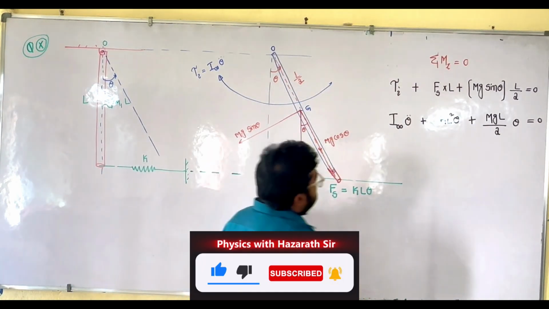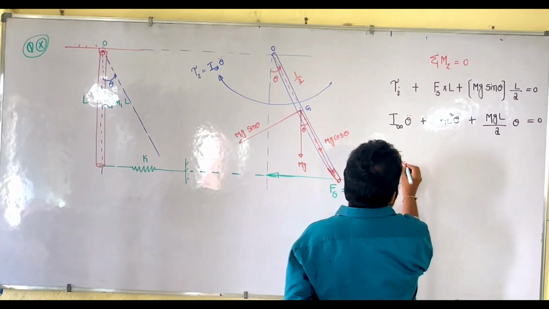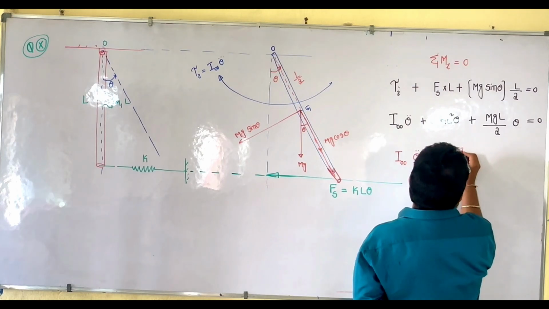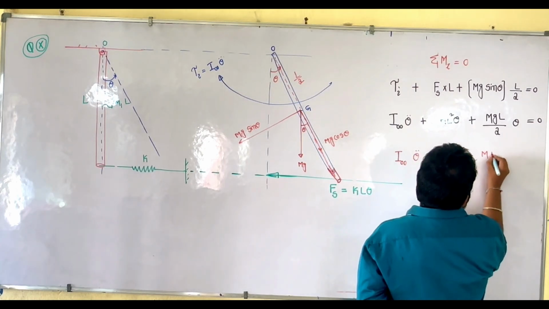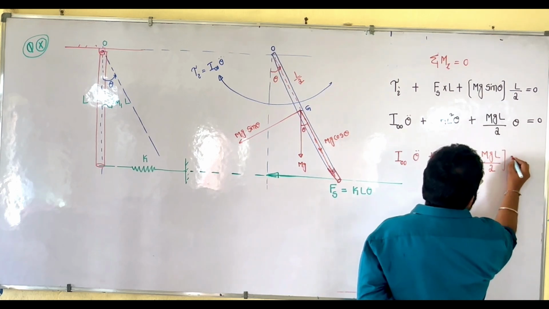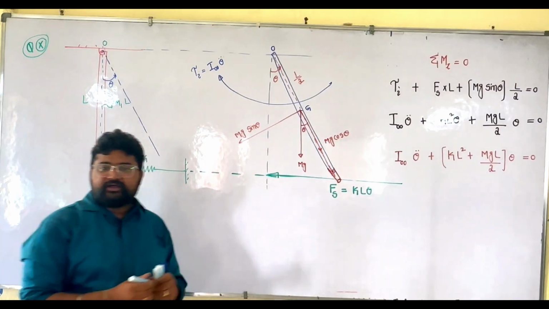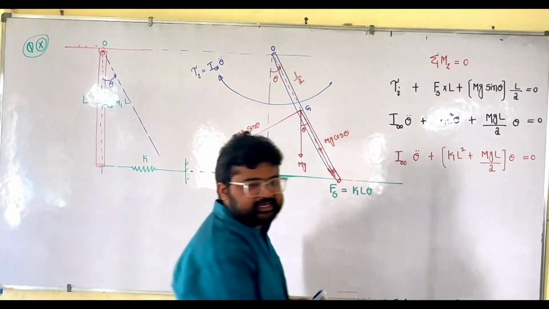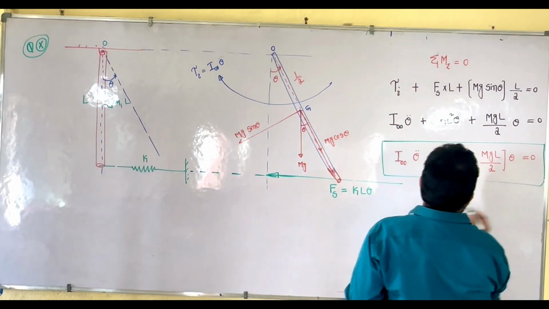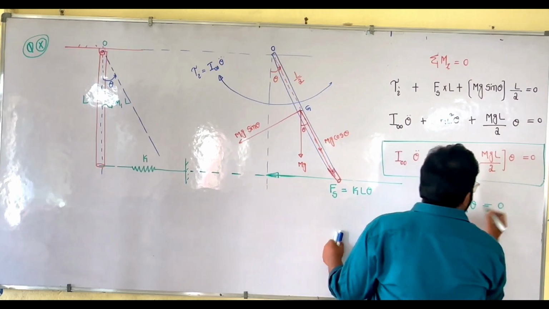Clear? So now tell me, what is obtained here? I theta double dot plus k times L square plus mg into L by 2. The moment of weight will be added in the denominator. If weight is considered, it will come in the denominator. Theta double dot plus omega n square theta equal to 0.